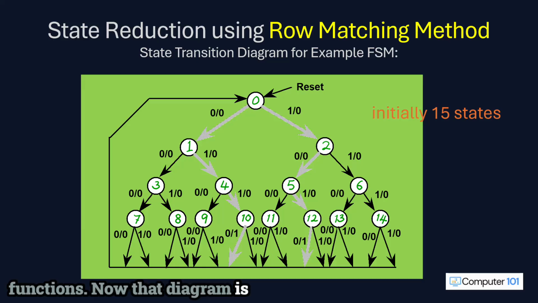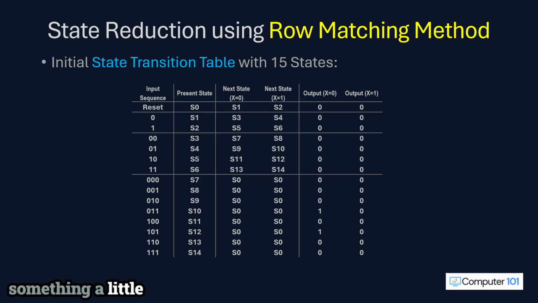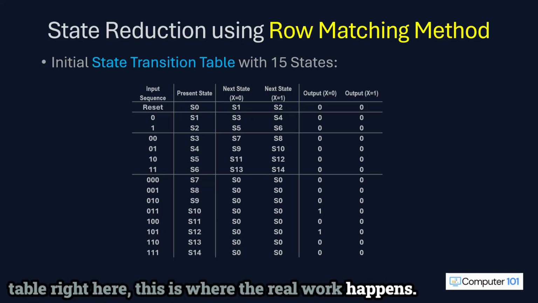Now, that diagram is great for getting the big picture, but to really get our hands dirty, we need something a little more organized. So we translate that whole diagram into this, a state transition table. It basically just lists out every state and tells you exactly where it's going to go and what it's going to do. This table right here, this is where the real work happens.